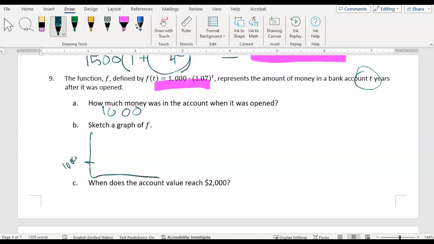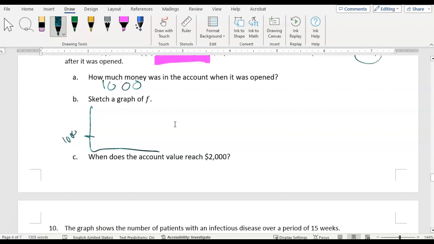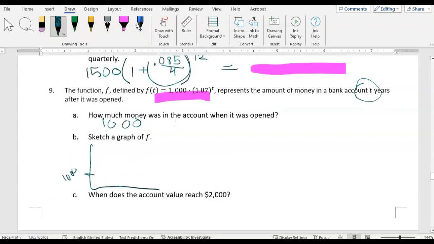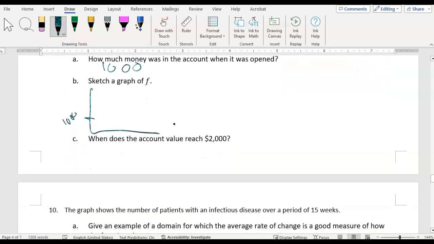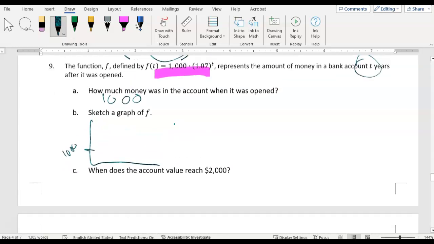You can go ahead and also graph that in your calculator and sketch a little graph there. Doesn't need to be perfect, but you should be able to show me that that's an upwards curve. It's increasing, and it's increasing by very little, right? 7%. So it shouldn't be a super steep curve either. When does the account value reach $2,000? So here, I would encourage you to put this equation in your calculator, and then you can look at the table. So let me show you how to do that.